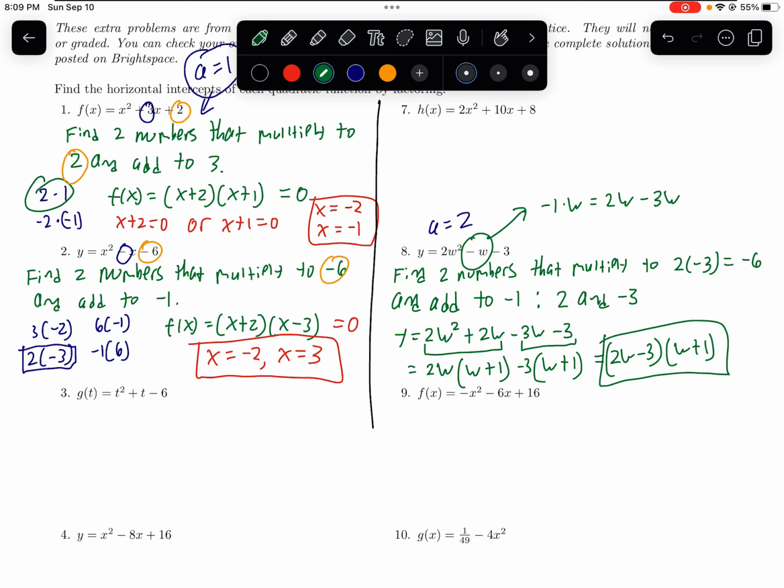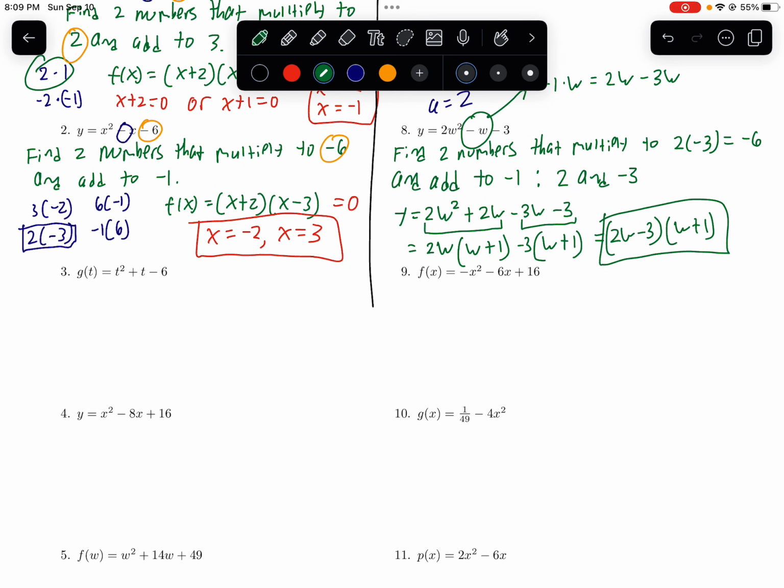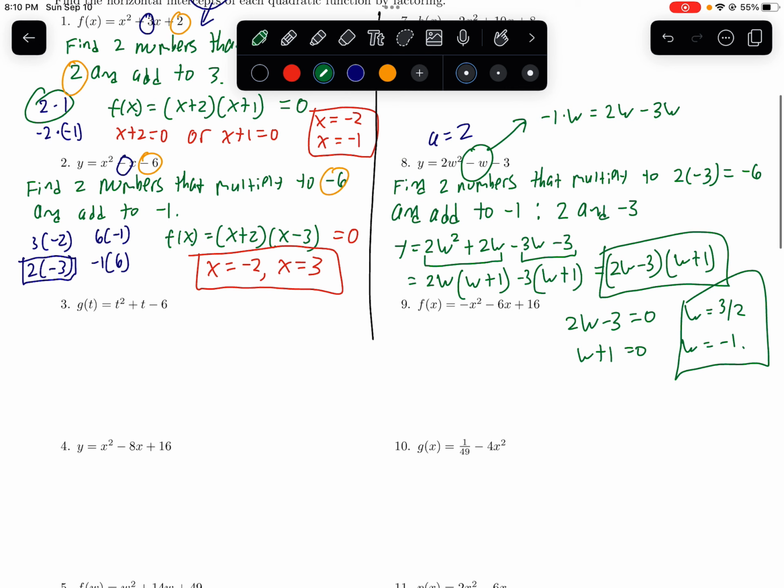And if we wanted to find the horizontal intercepts, you would do this the same way. You would say 2w minus 3 is 0. And this would mean that w is 3/2, or 1.5, and w plus 1 is 0, so then w would be -1. So these would be your two horizontal intercepts. These questions are complicated. The factoring can get a bit messy, but this is the procedure that you have to do when a is not 1.